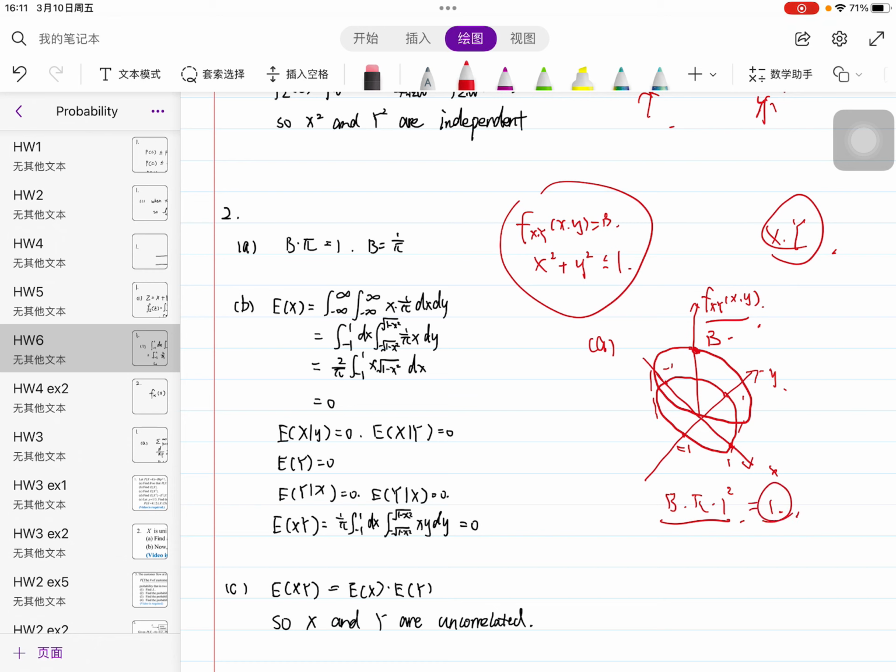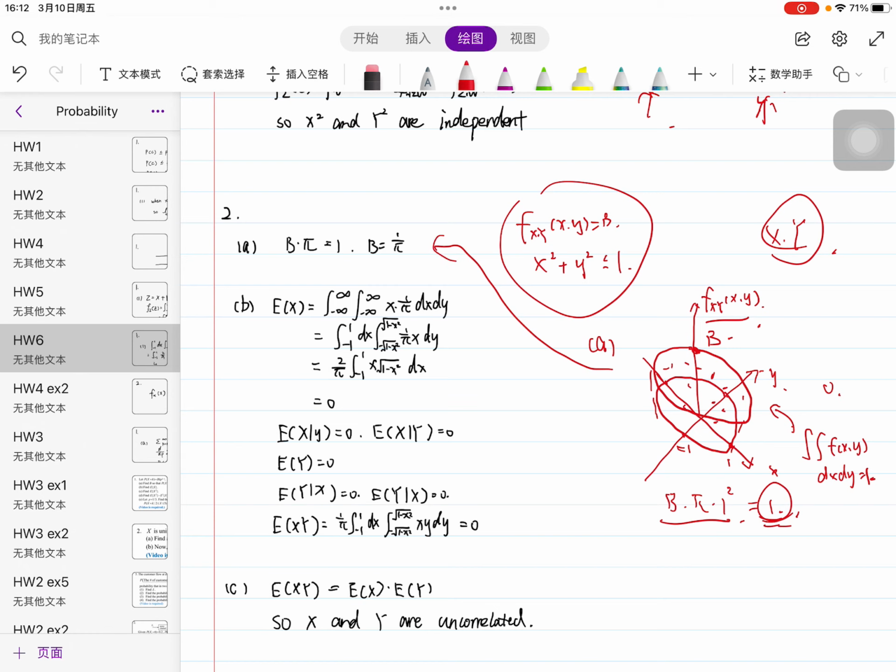Besides this volume, the density function is equal to 0, and the integration of this joint function is equal to 1 over the cylinder, so the volume of this cylinder should equal 1. Yeah, this is the definition. So by solving this, b is equal to 1 over pi.